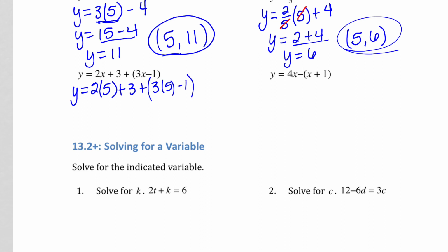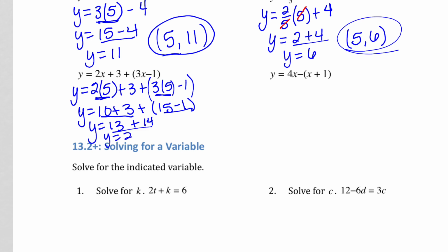Okay, what's 2 times 5? 10. What is 3 times 5? 15. What is 10 plus 3? 13. And what is 15 minus 1? 14. Okay, what is 13 plus 14? 27. What's my final coordinate? 5, 27.